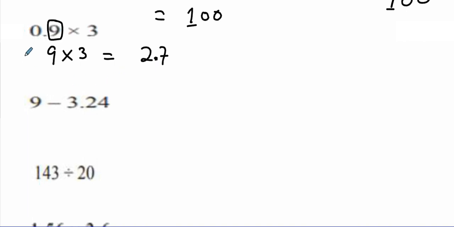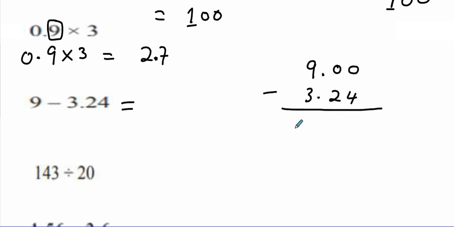So the answer is 0.9 times 3, the answer is 2.7. How about this? We have 9 minus 3.24. So this suggests you keep zeros over here and you work it out mentally.